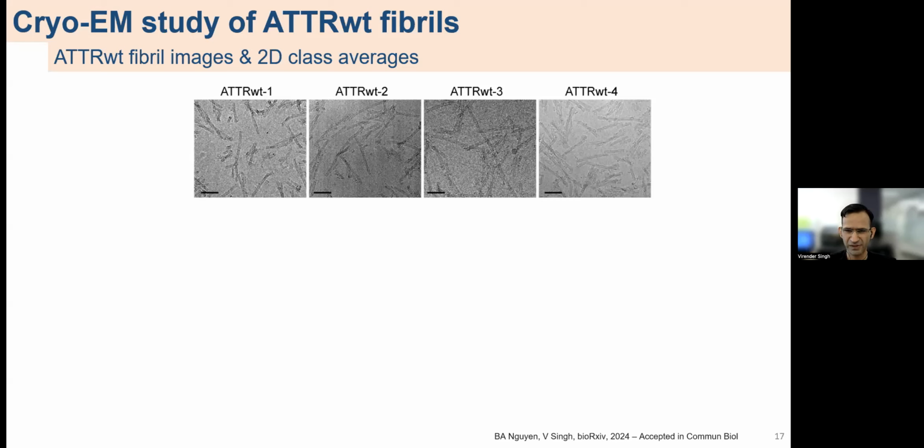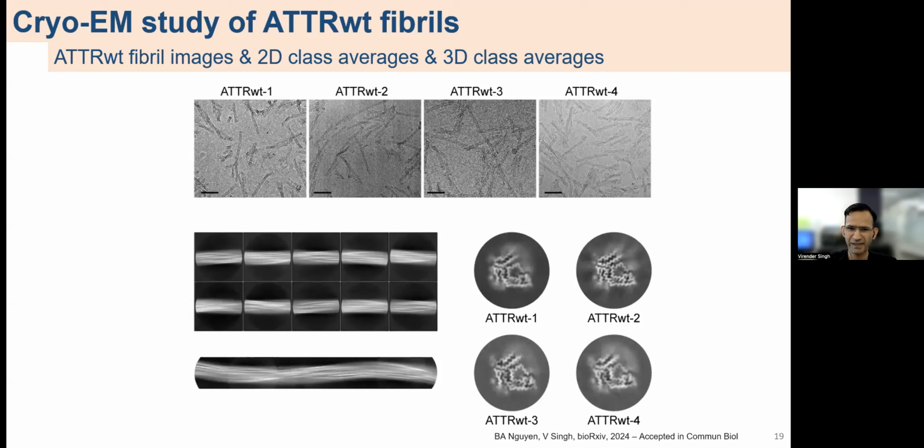the data processing. At this point, we mostly picked all the particles manually to get the 2D classes, and at the end, we observed similar morphology of the ATTR fibrils. As you can see, all the density maps look quite similar, and these are very similar to the one which was reported earlier from wild type as well as V30M ATTR.